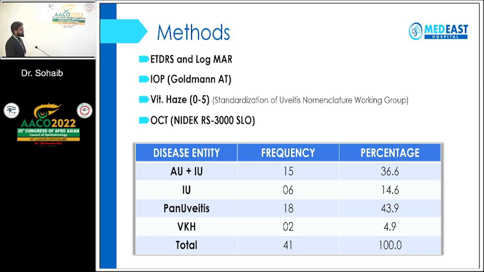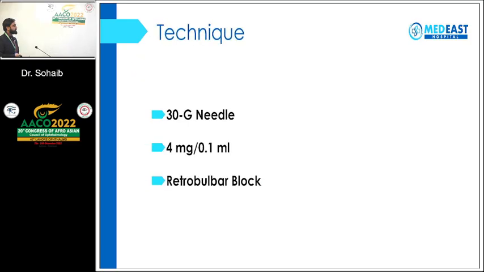So this is the frequency of different uveitic entities. Anyhow, we had anterior, intermediate uveitis, intermediate panuveitis, 2 cases of leakage, and a total of 41 cases, 41 eyes actually. So we have omitted 16 eyes that I will report next time.